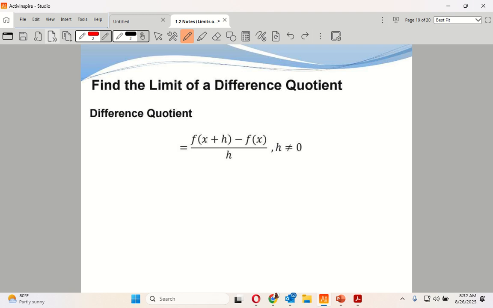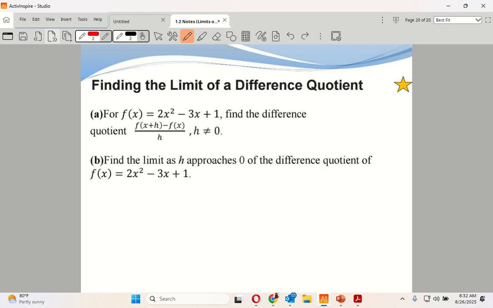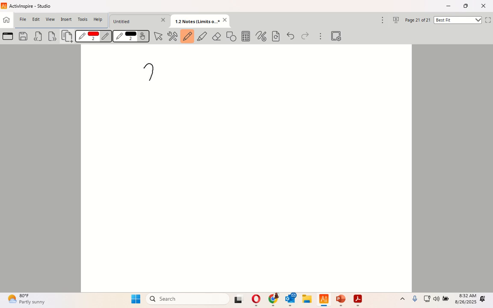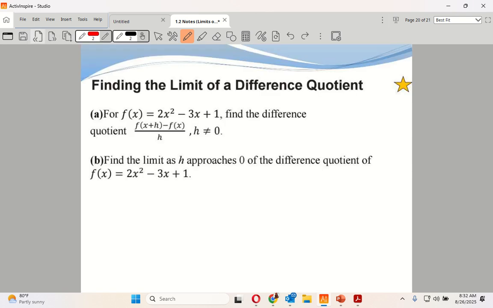Now, find the limit of a difference quotient. So that means that I'm going to plug this in, and h can't equal 0 because if it's equal to 0, it's going to be undefined. Using that information, I'm going to use this right here, 2x squared minus 3x plus 1. And I'm using the difference quotient of f of x plus h.